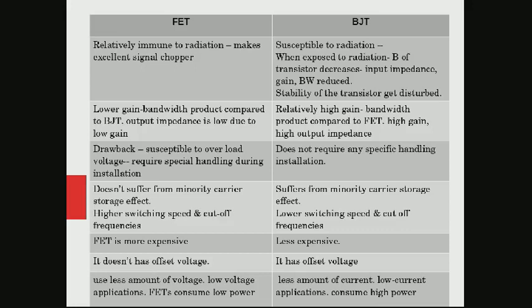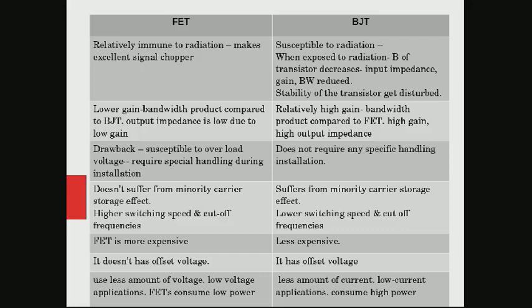Yet another difference is that FET has a lower gain bandwidth product when compared to BJT. The gain of FET is less, and as a result of this low gain, its output impedance is also low. Whereas when we come to BJT, the gain of BJT is more, and hence the gain bandwidth product is also more, and the output impedance is also high due to this high gain.